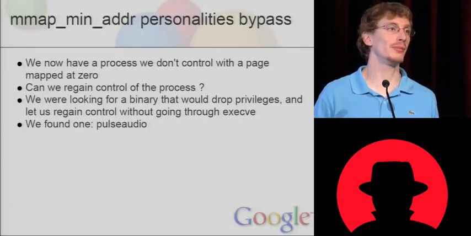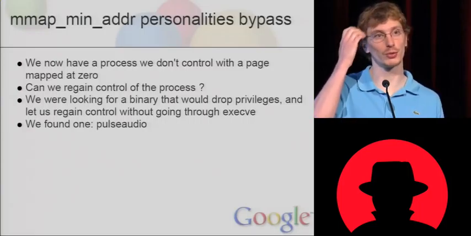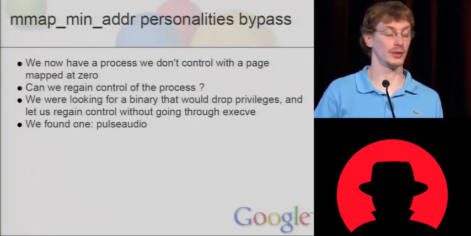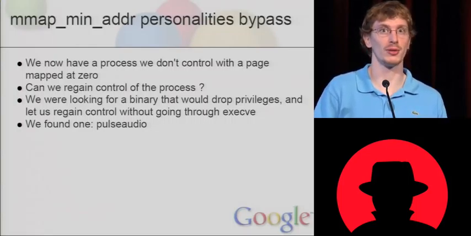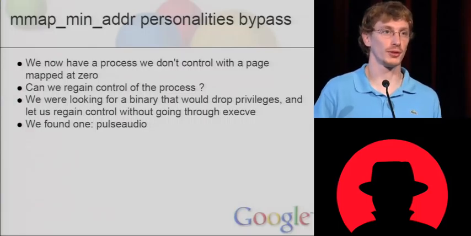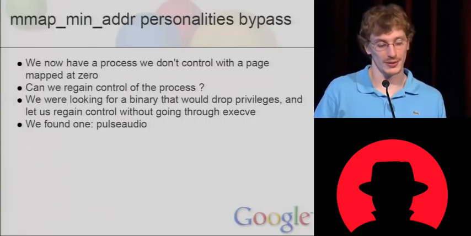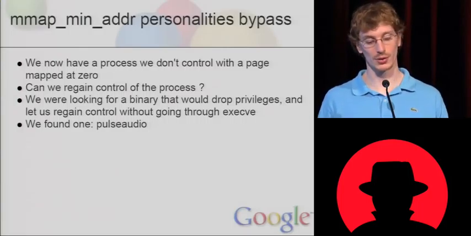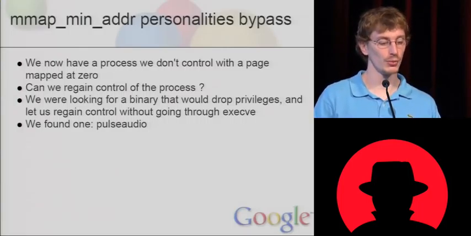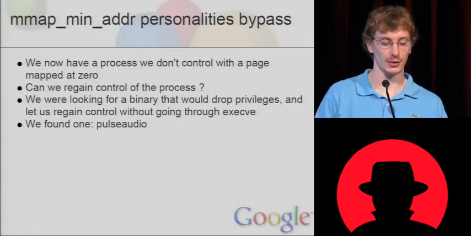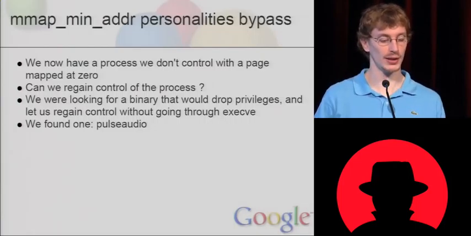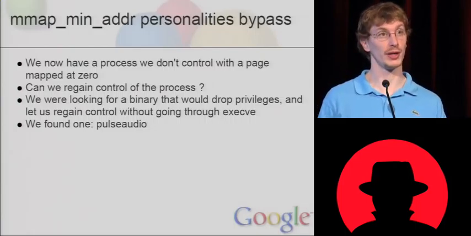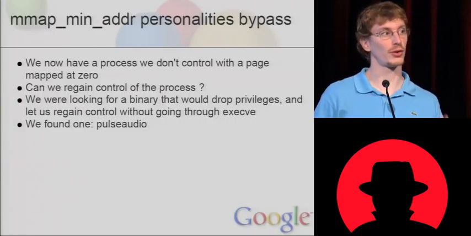So yeah, you could imagine that if this root process has a vulnerability like a null pointer dereference, maybe you could exploit it. But we were trying to actually regain control of this process, and so we started to look for a binary that would drop privileges and let us regain control without going through execve. And we actually found one.